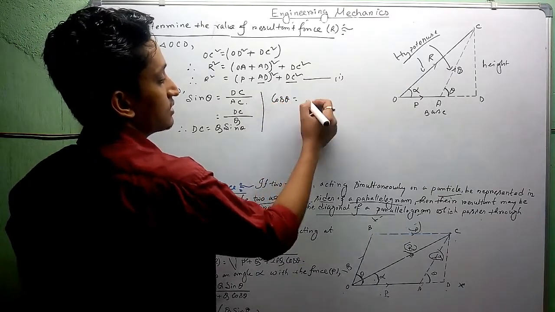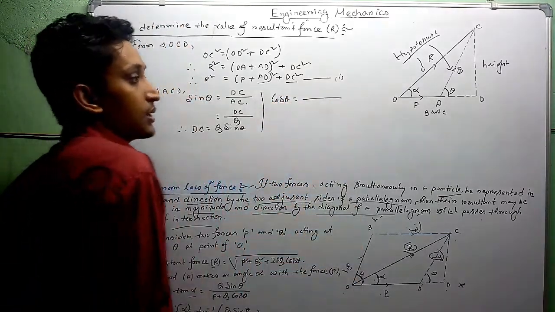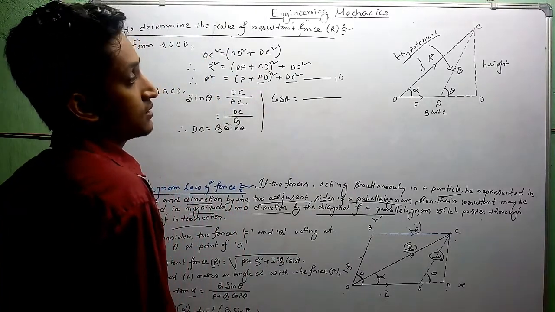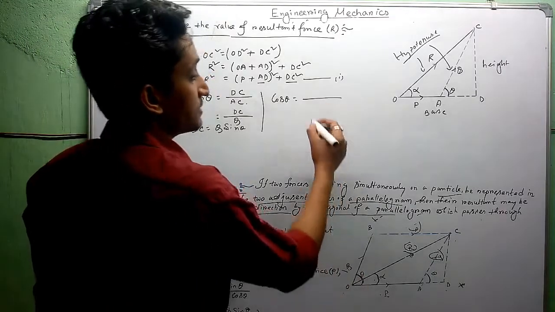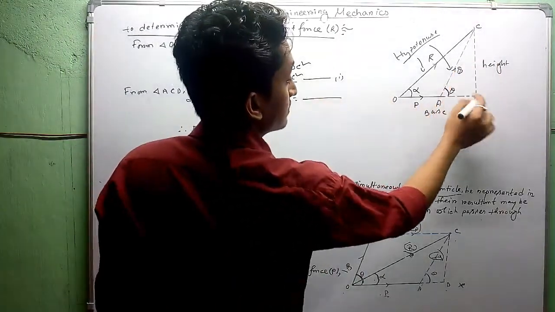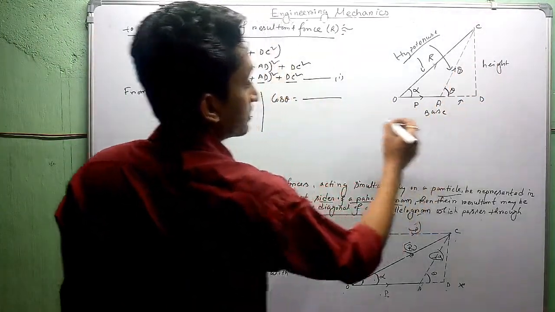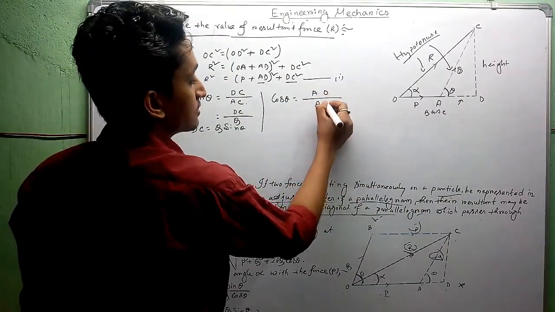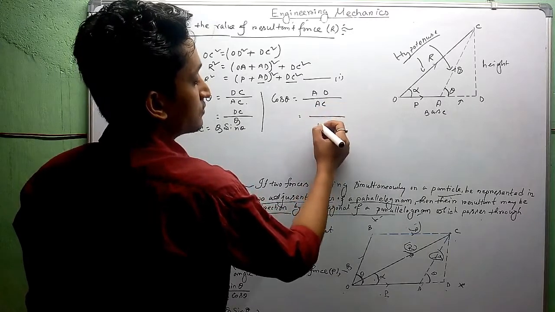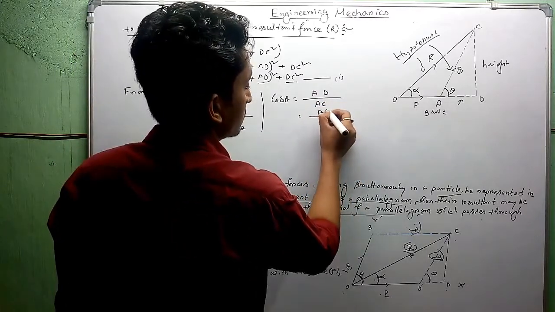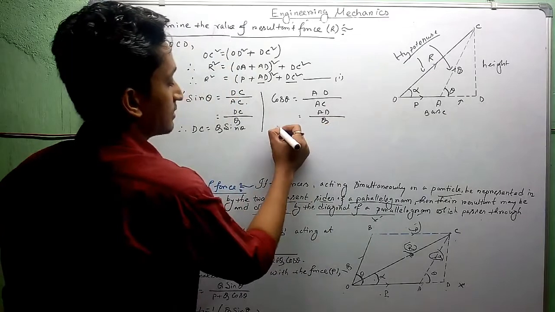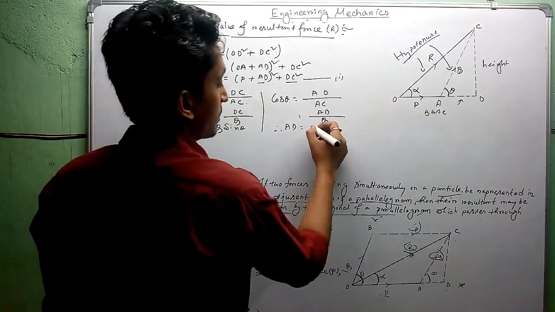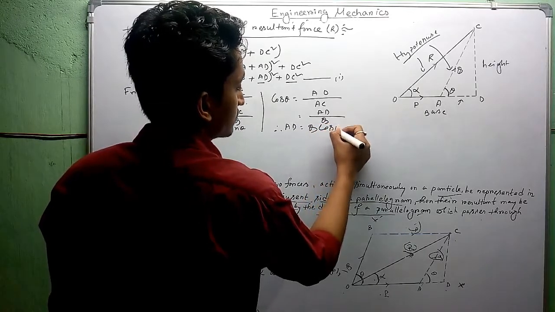Again, we can also write cos theta is equal to base per hypotenuse. The base in ACD is AD, so cos theta is AD by AC. Again we put the value of Q: AD by Q. Then we can find that AD is equal to Q cos theta.